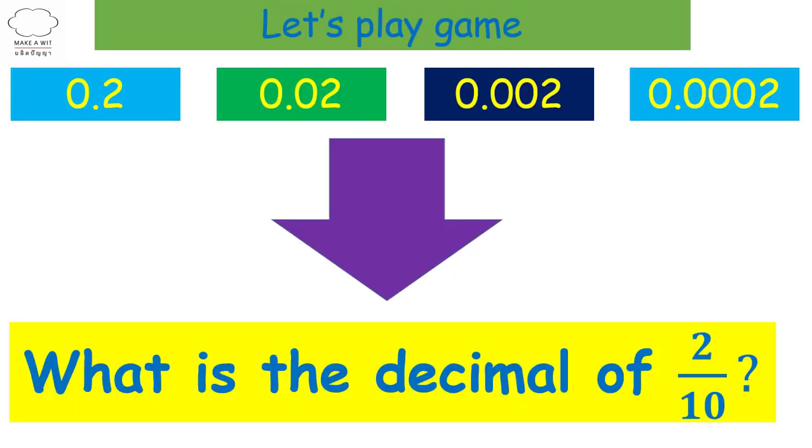What is the decimal of 2 over 10? 1, 2, 3, go. 1, 2, 3, 4, 5. Okay. The decimal of 2 over 10 is... what is that?